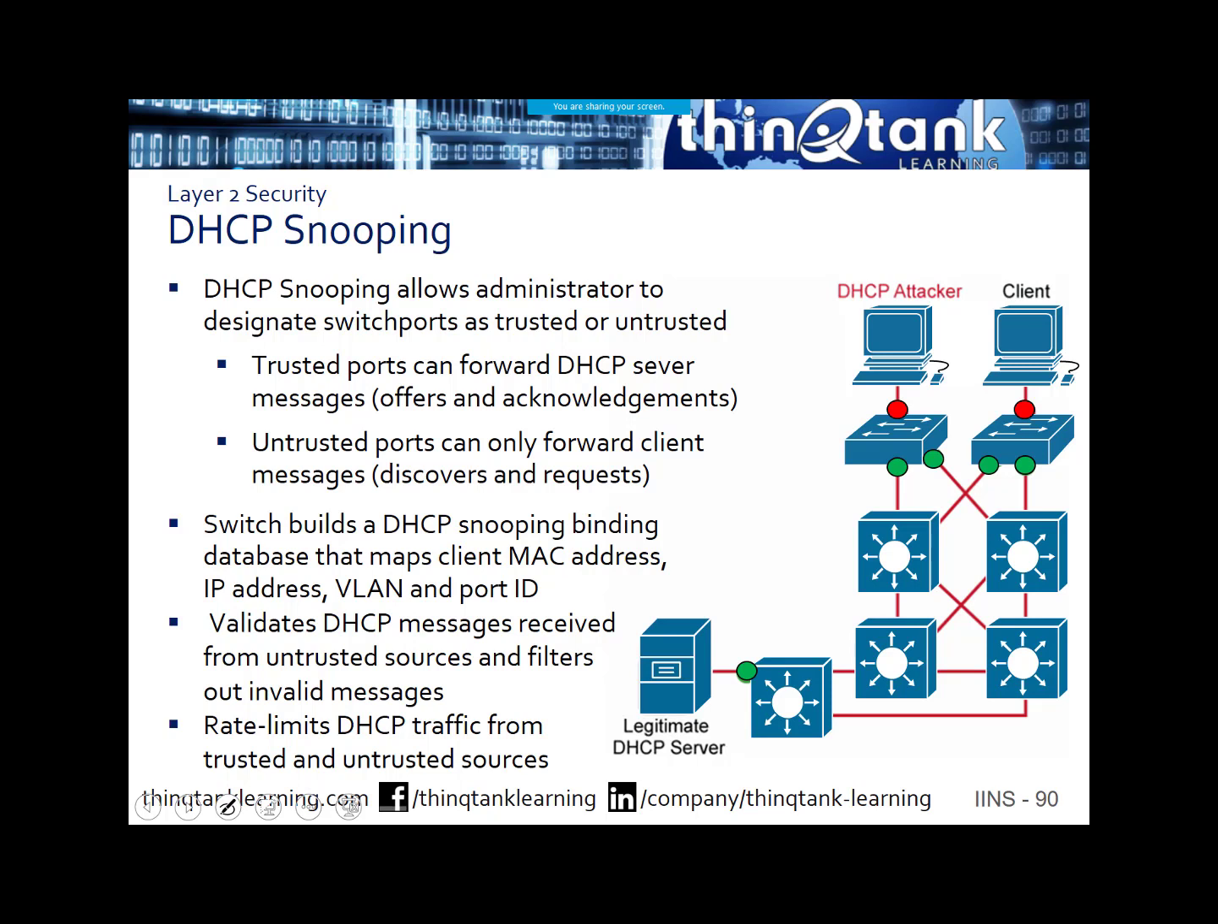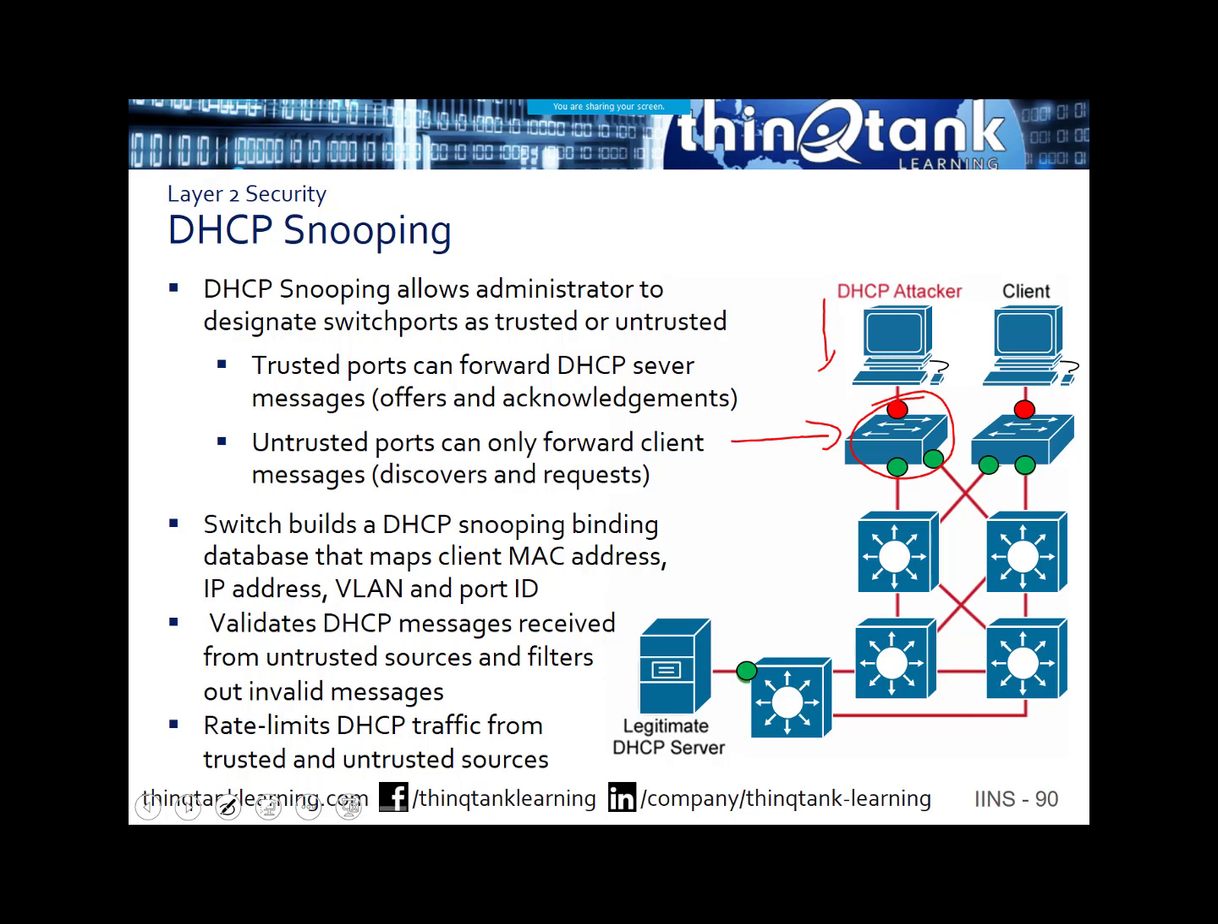So if I go into my switch here, and I configure DHCP snooping on this switch, all the ports become untrusted by default. Which means if you've got an attacker here sending in offer messages, those offers are going to get blocked at the port level because the port is no longer trusted. Make sense?